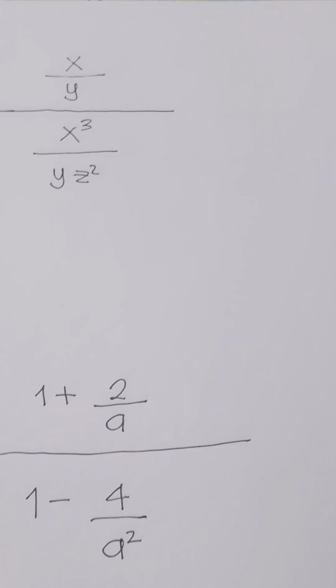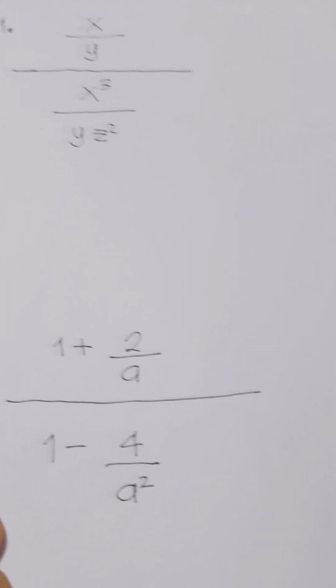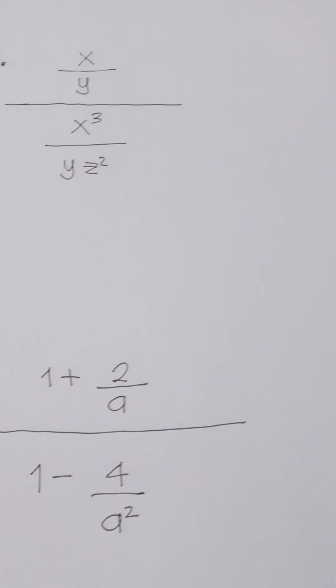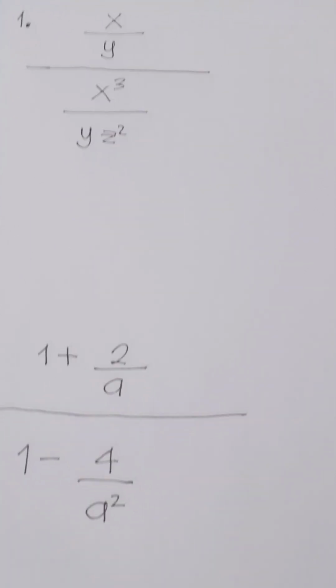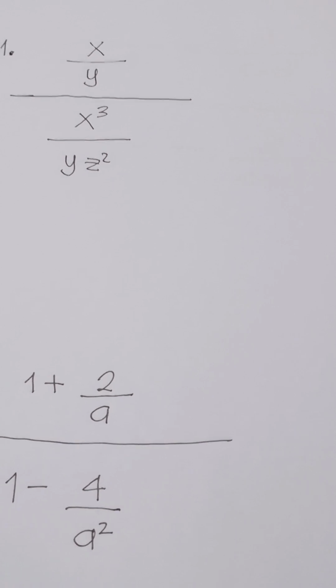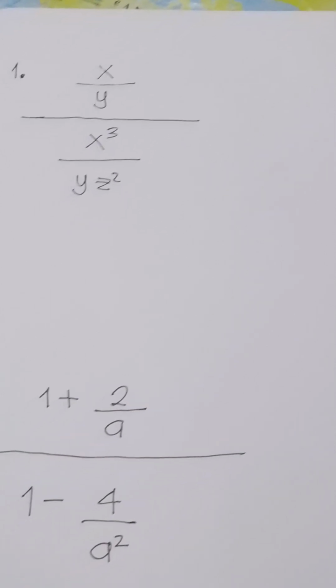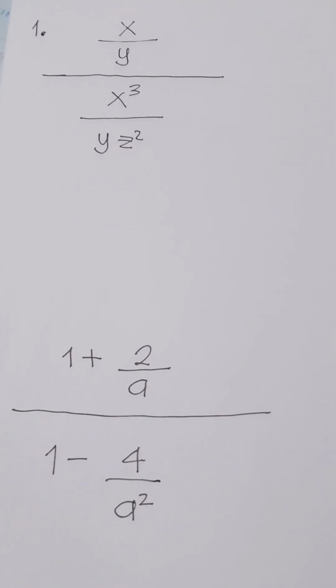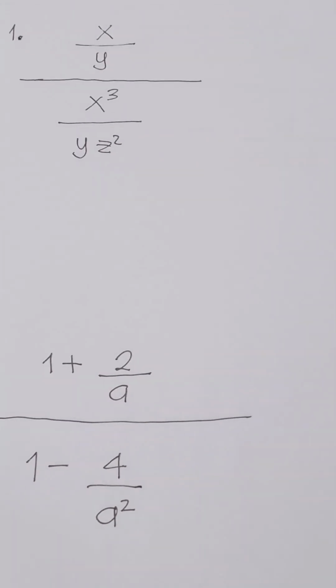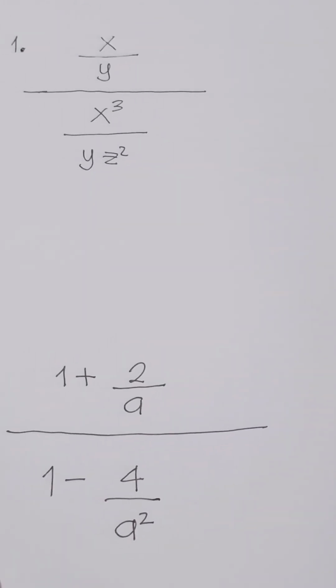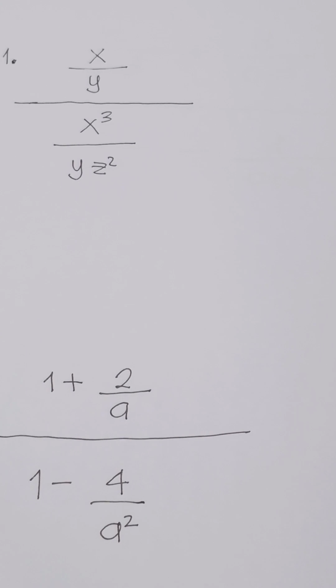Write each complex fraction as a single fraction in reduced form. I have here number 1. The numerator is x over y, all over x cubed over yz squared. So this is a kind of complex fraction. I have the numerator and the denominator.